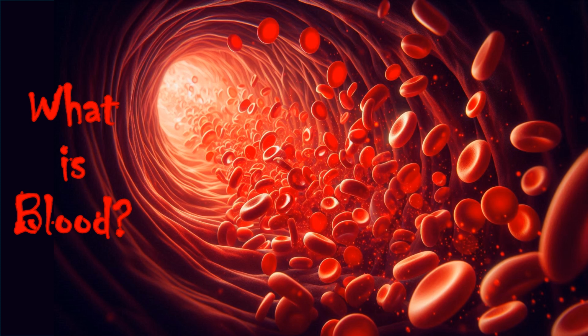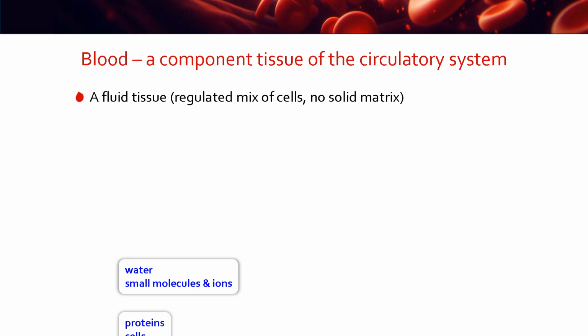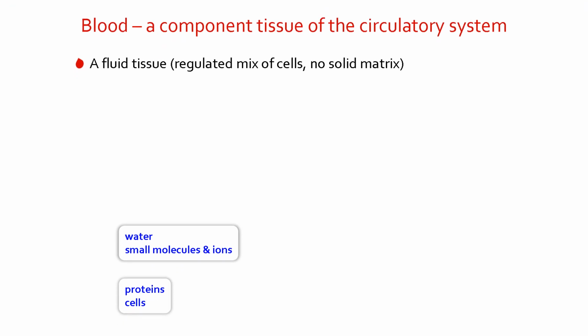We all know that blood is the red fluid that courses through our circulation and leaks out and clots when we cut ourselves. But what is it made of? Blood is a tissue and forms part of the circulatory system. It differs from most tissues of the body in that it is fluid, comprised of water, small molecules, and a regulated mix of cells and proteins, but no solid matrix.